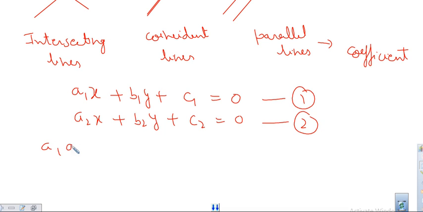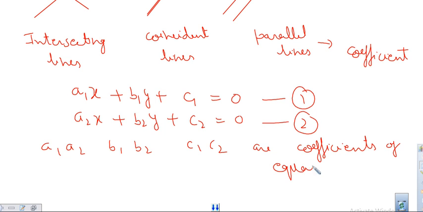Here a1, a2, b1, b2, c1, c2 are known as the coefficients of these equations, and these are purely real numbers. a1 is the number attached with x in the first equation, a2 the number attached with x in the second equation, b1 the number attached with y in the first equation, b2 the number attached with y in the second equation, and c1, c2 are constants.